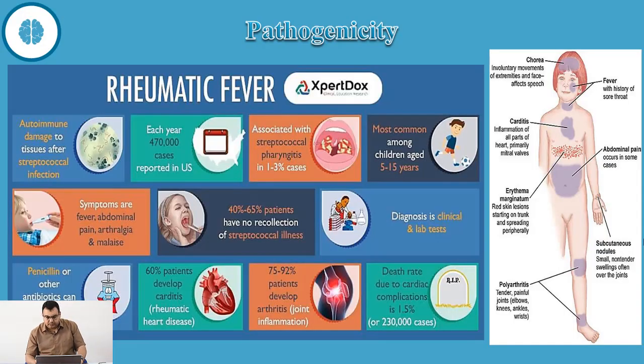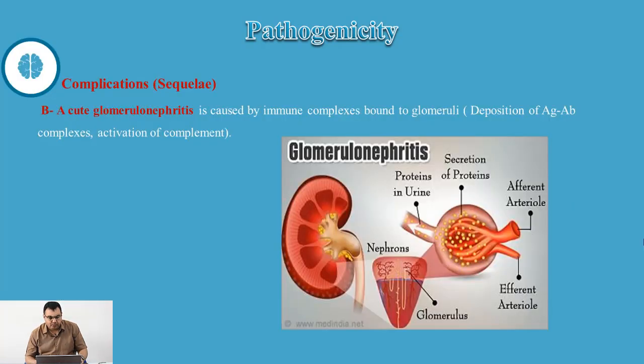Rheumatic fever is an autoimmune disease causing damage to tissue after streptococcal infection. Each year, 470 cases are associated with streptococcal pharyngitis, etc. Acute glomerulonephritis is caused by immune complex bound to glomeruli, deposition of antigen-antibody complex, and activation of complement.